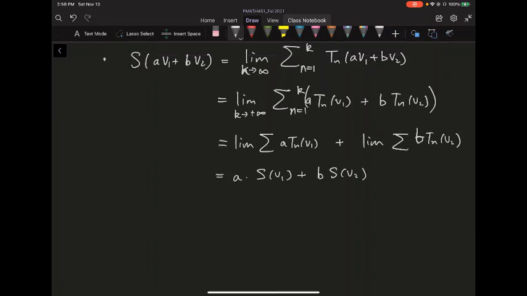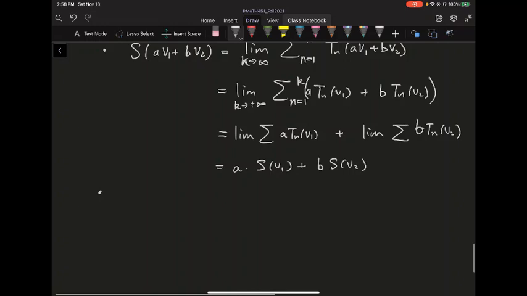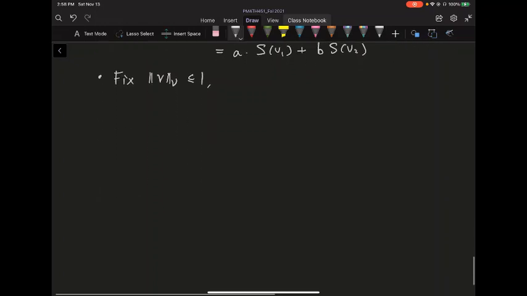So S is going to be linear. And next, I need to show S is going to be bounded. That's the second thing. So now let's again fix a vector V where the norm of V is less than or equal to 1, and let's see what happens to S of V. Let's evaluate S of V inside the W norm. By definition, this is again the limit of the partial sums, the summation n going from 1 to k of Tn of V. We know how to evaluate these because I have a finite partial sum.